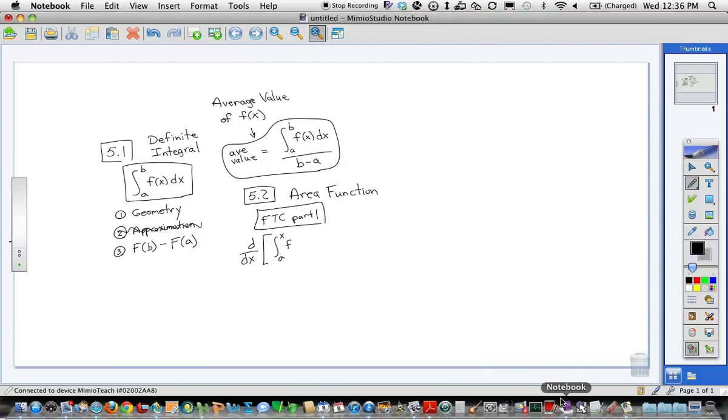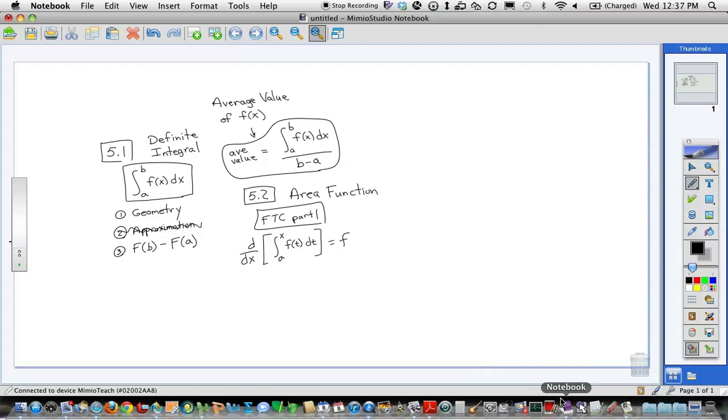Area function, integral of little f of t dt. We talked about how you need to have that dummy variable, that t variable in there, just so we don't use x for more than one thing. The x is the real input there of that area function. And if I do the derivative of that antiderivative, what do I end up with?